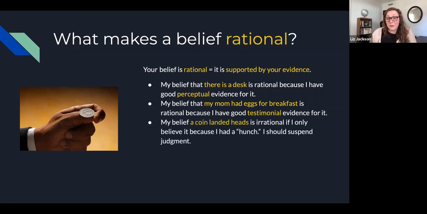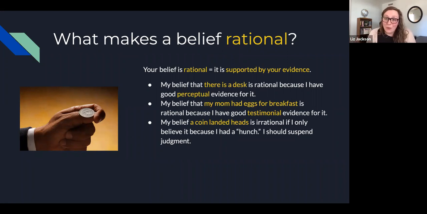But if I'm going to flip a coin, and let's say the coin has landed, but I haven't seen how it's landed, if I just decide to believe the coin landed heads because I have an intuition or a hunch, that's not rational. Because what I should do in this case is suspend judgment. And this principle about rational belief can tell us why.